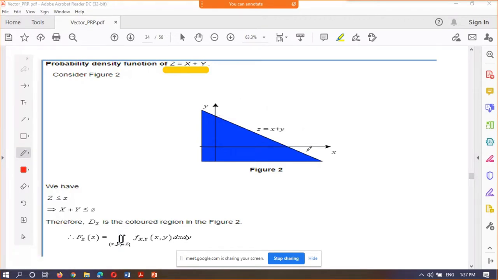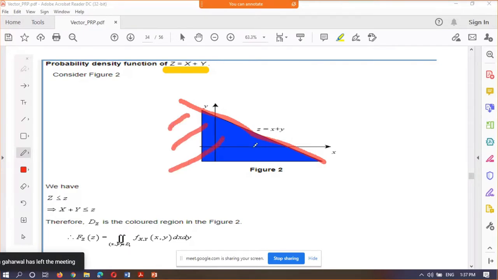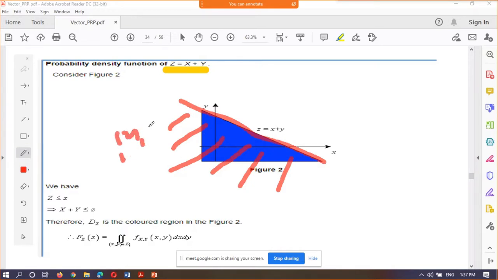Now you have to calculate the probability. So this is the z equal to z line, and I have to select all the combinations of x and y such that x plus y, because the transformation is x plus y, is less than or equal to this z. So all the points lying below this line, for a given z, qualify.